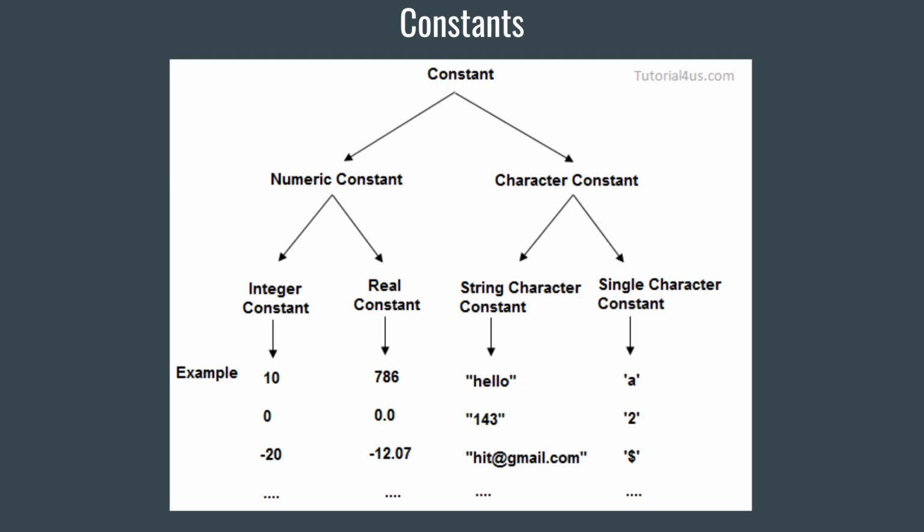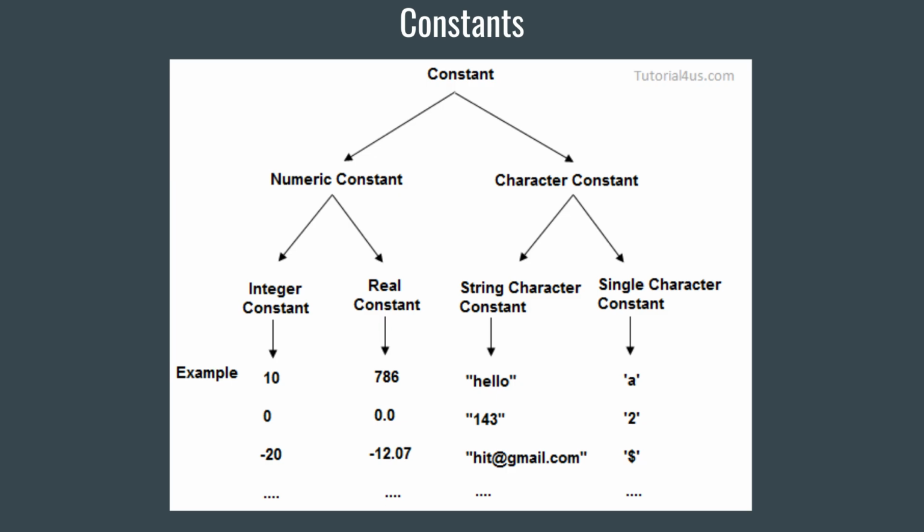Examples of single character constant are 'a', '2', '$', which are all included under single quotes. And examples of string character constant are "hello", "143", "hit@gmail.com", which are all enclosed within double quotes. So when we require multiple characters to be stored, we use string character constant. So we use constants when we don't want the value to be changed, unlike variables.